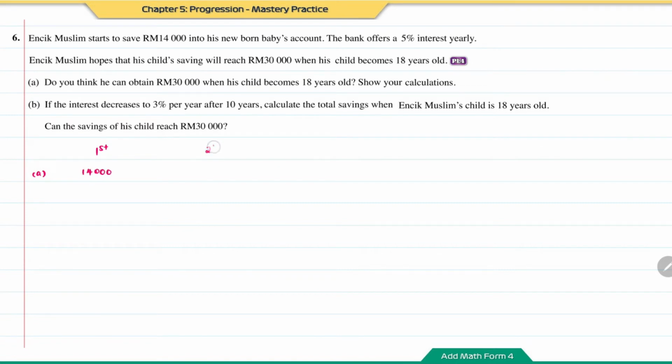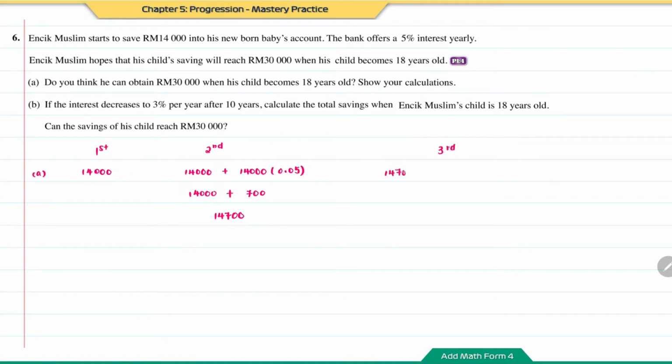As for the second year, the amount of money will be the principal, which is the 14,000, plus this 14,000 will be given a 5% interest. So we're going to multiply it with 0.05. As 5%, you divide it by 100. So the amount of money will be 14,000 plus the interest, which will be 700. So the total amount of money in the second year will be 14,700.